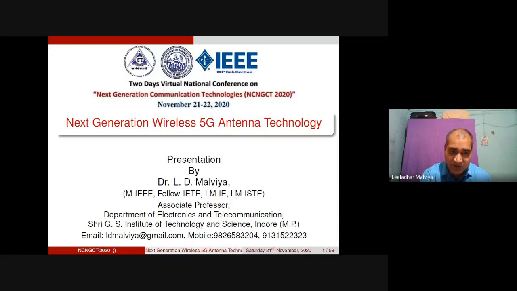As we are discussing the next generation wireless 5G antenna technology, we know that the world is moving towards 5G because 4G is unable to cope with the increasing population of mobile and wireless communication users. That's why the next generation will have a very high impact of 5G antennas. Today we are discussing 5G antennas, their different parts, and previous technologies, and why they are unable to cope with the current generation of mobile users.